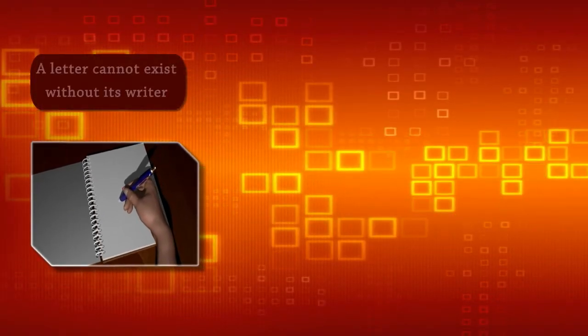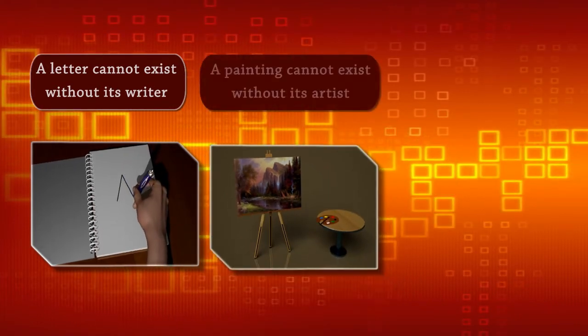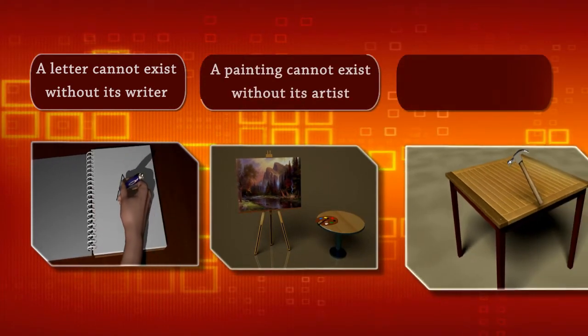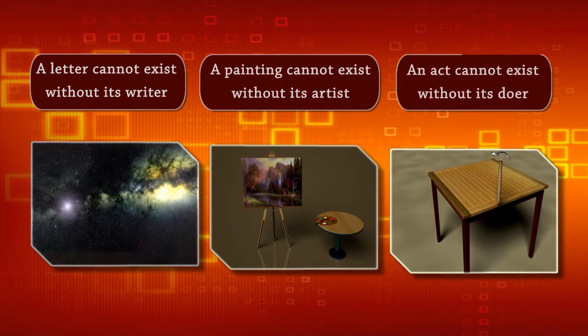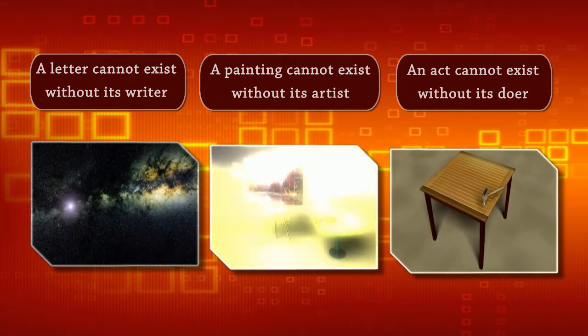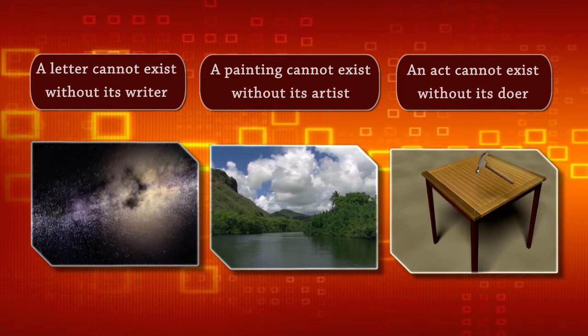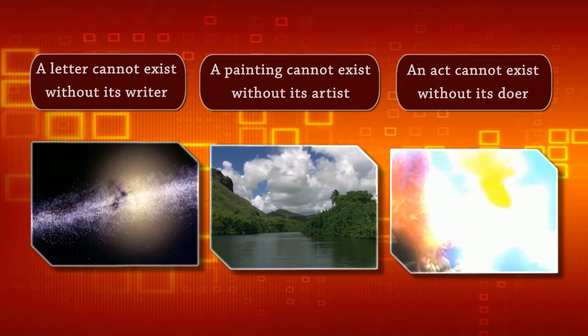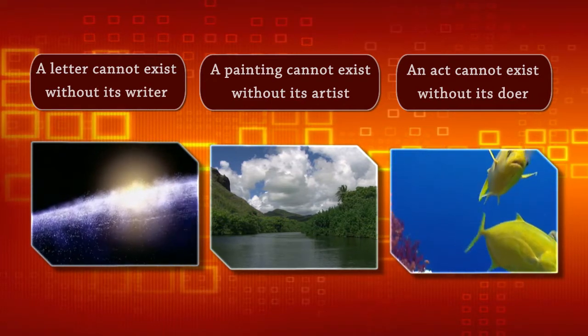Now, how can one who agrees that a letter cannot exist without its writer, that a painting cannot exist without its artist, and that an act cannot exist without its doer, conclude that this book of the universe exists without its author, that the lively scenes in it are without their owner, and that all these acts occurring in the universe are without their doer?